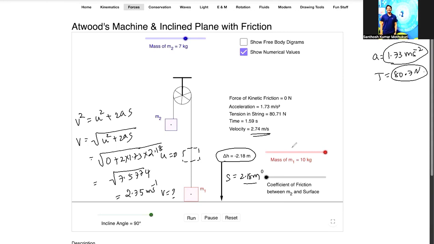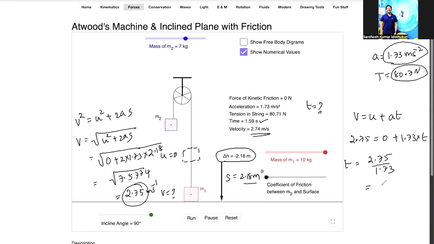Look at this. Velocity is 2.74. Again, one more thing is how long does it take to fall down? That can also be a question in your exam. How long does it take? Time is equal to how much? Again, use any of the equations which has time. V is equal to U plus AT, you can use, right? Because we have V. So 2.75, it started from rest so U is 0, and acceleration of the system is 1.73, and time. So time is going to be 2.75 over 1.73. When you use the calculator, it would be 1.59 seconds. So all these are answered: acceleration, tension, velocity by the time the block reaches the ground, and the time taken for the block to reach the ground, 1.59 seconds.